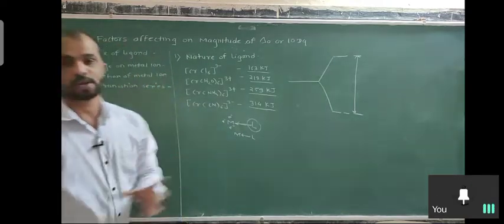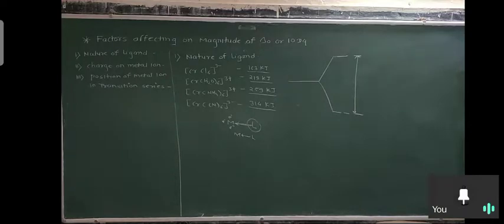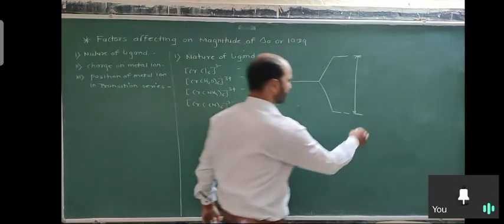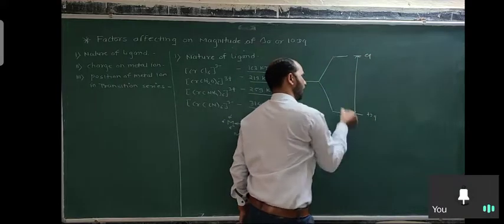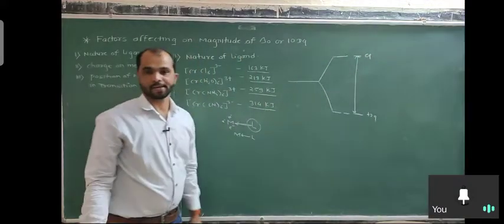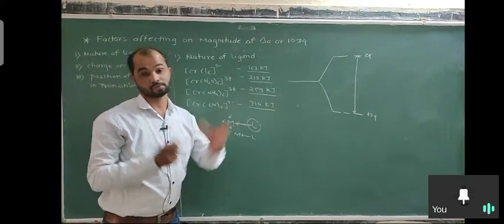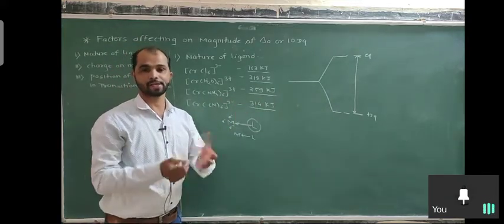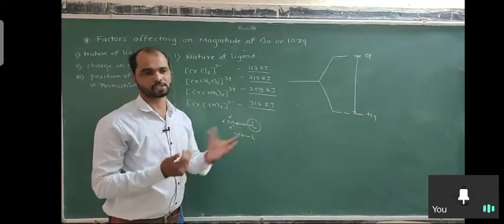So that's why metal d orbitals are split into two energy states. Here is the T2g and here is the eg. This splitting totally depends on the nature of the ligand. If the ligand is powerful, it produces stronger splitting. If the ligand is weaker, it produces lower splitting because there is less interaction.